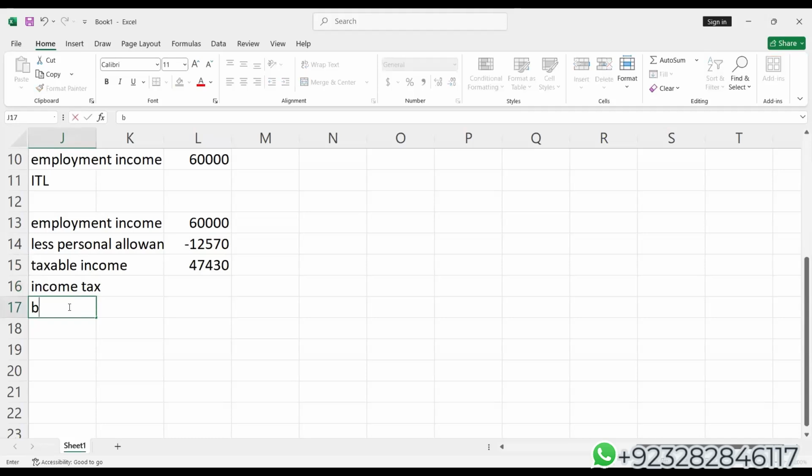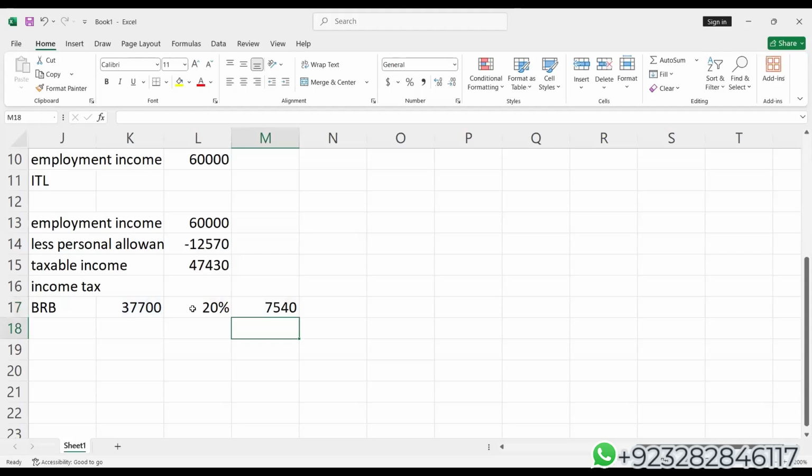Okay, now we have to calculate income tax. First, the basic rate band. The limit of the basic rate band is 37,700. The applicable tax rate on non-saving income is 20%. So simply we'll take 37,700 multiplied by 20%.